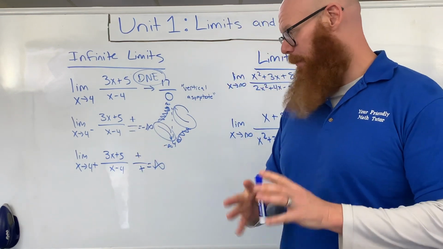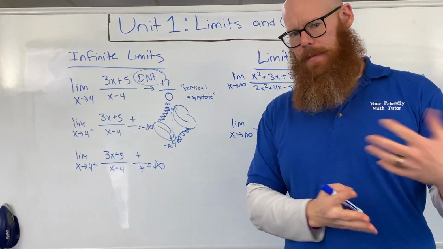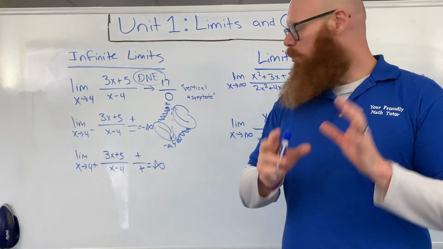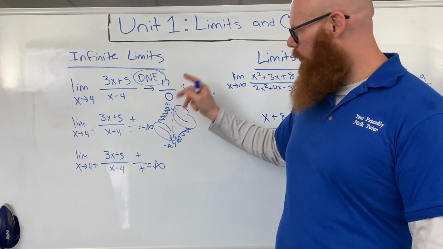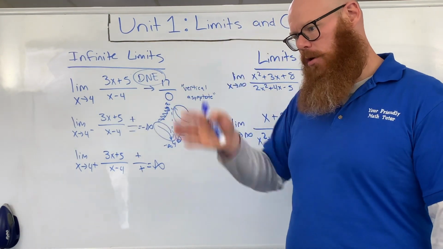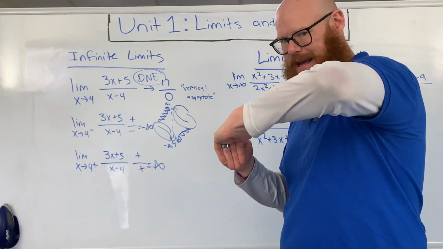So to kind of recap really quickly, earlier we talked about how you plug in a number and then you do some algebra to simplify. That is when you get 0 over 0. When you get a number other than 0 over 0, that tells your brain, okay, this is a vertical asymptote. This could be only going to positive infinity or negative infinity.